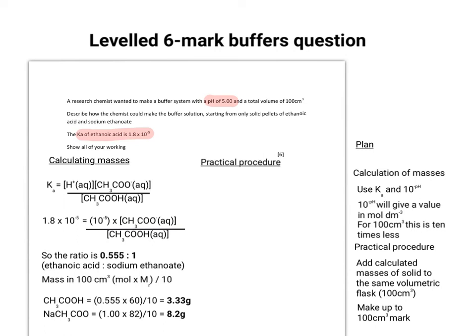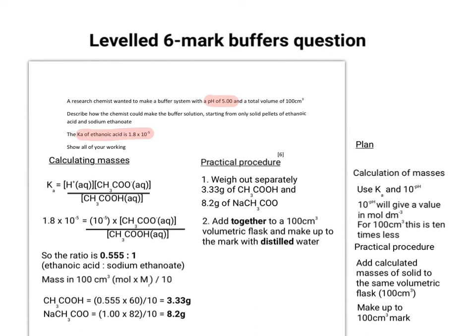So the practical procedure is all that's left. You weigh out separately 3.33 grams of ethanoic acid and 8.2 grams of sodium ethanoate. You add those together to a 100 centimeter cubed volumetric flask and make up to the mark with distilled water. And finally, you invert the flask a few times to ensure even mixing.